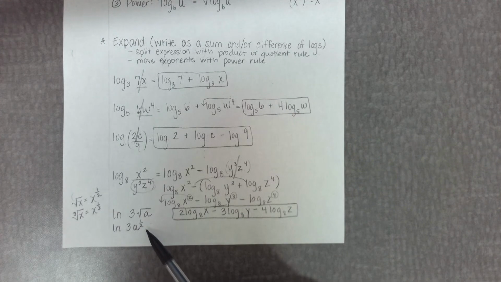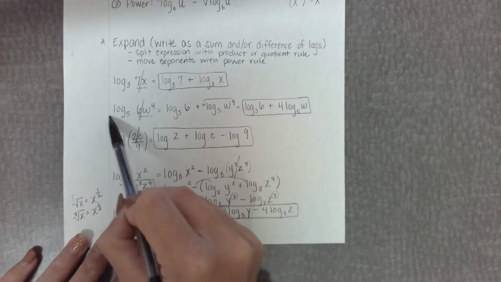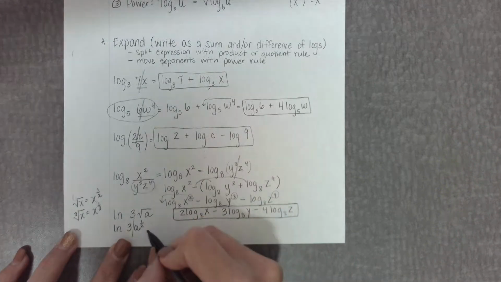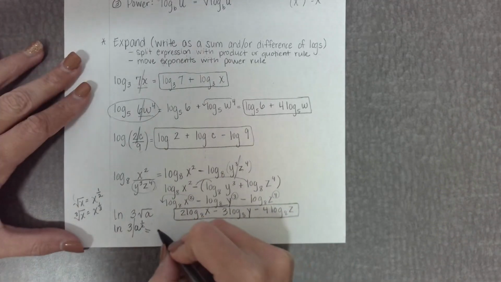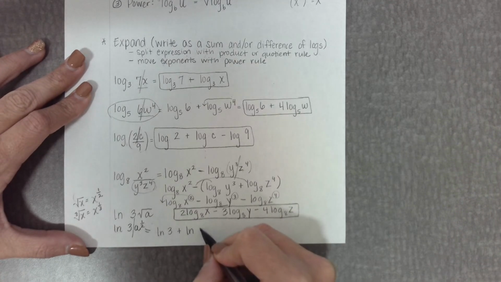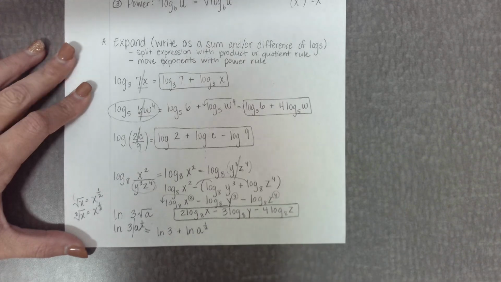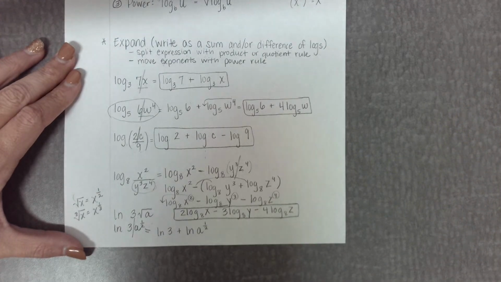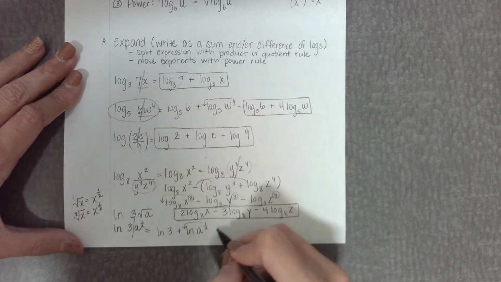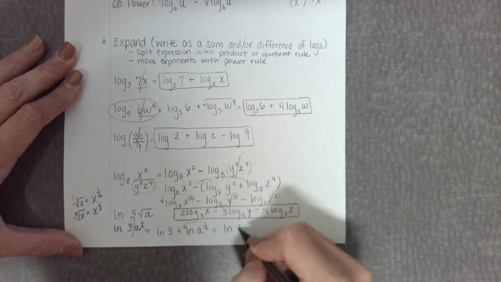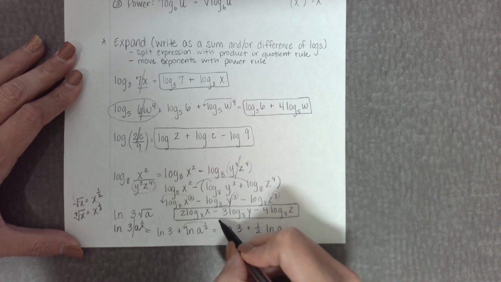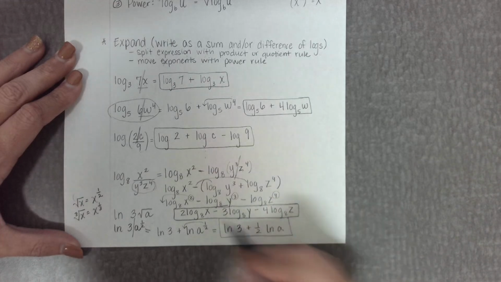Okay, so this problem, now that it's written like that, is very similar to the previous problem. We're going to split it right here first. It's a product, so it's going to become natural log of 3 plus natural log of a to the 1/2 power using the product rule. And then you look at your powers. We do have a 1/2 power that needs to pull down. So the final answer would be natural log 3 plus 1/2 natural log a. That would be your final answer for that one.